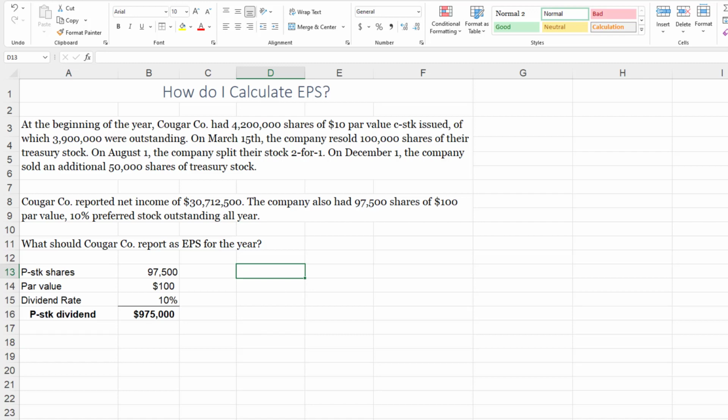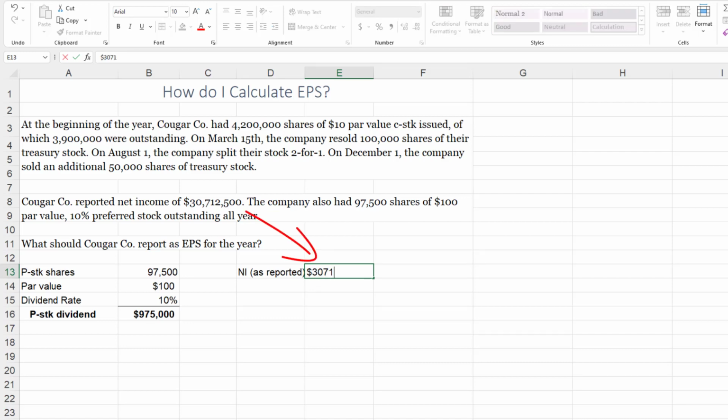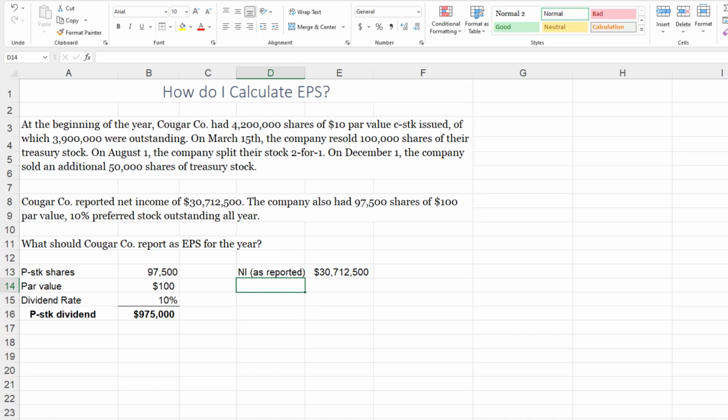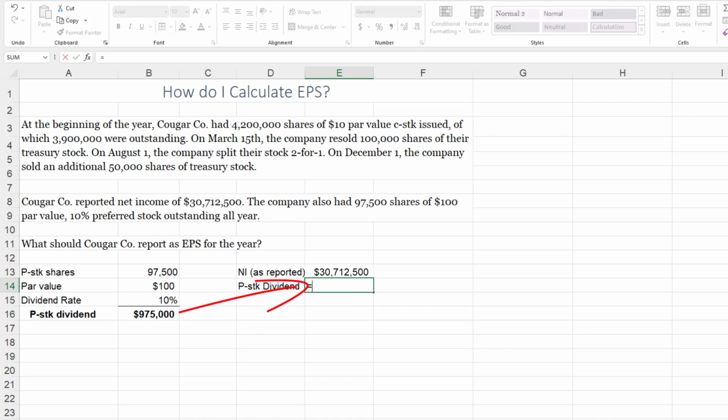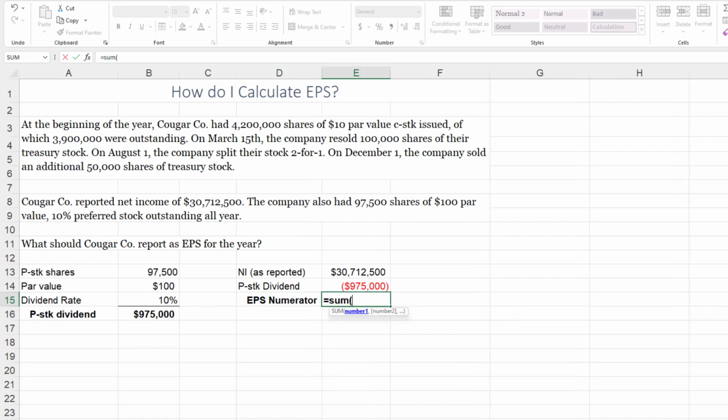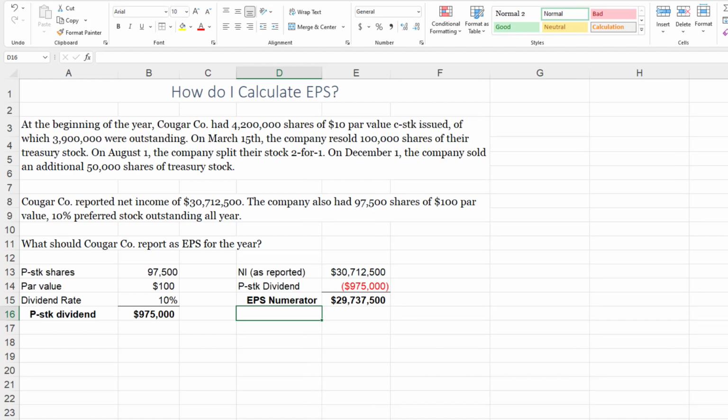Now that I've calculated that dividend, I can figure out the numerator for my earnings per share calculation. I take my net income as reported, so right from the income statement, 30,712,500, and then I'm going to subtract from that my preferred stock dividend. That gives the EPS numerator. Now that I've got my numerator, I'm halfway there.